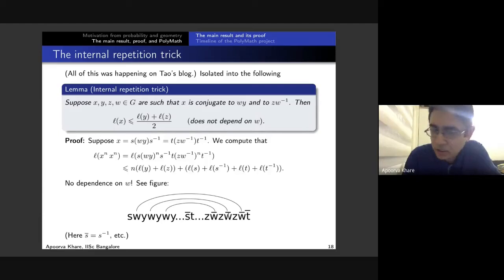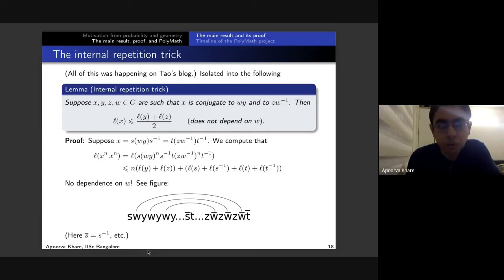And I get all the individual elements. There's an s bar, a t bar, n many y's and n many z's. So I get n times length of y plus length of z and the length of this extra term. And now you know what to do. Right? Divide both sides by 2n. You get n over 2n, so 1 over 2 of this plus something that goes to 0 as n goes to infinity. And therefore, I'm done.